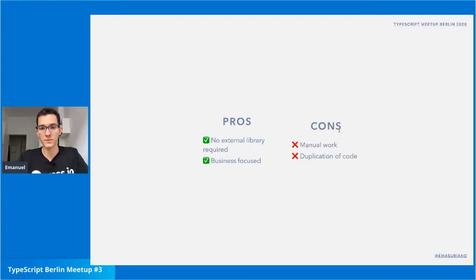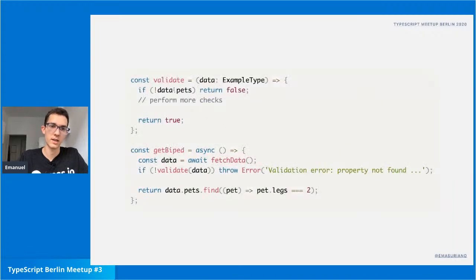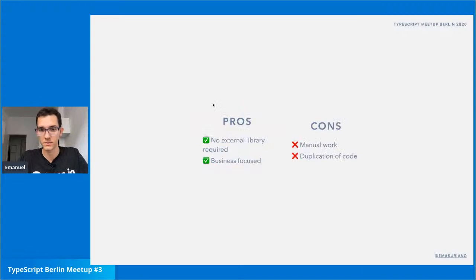But the cons is, first of all, it's manual work. Basically, they're handmade written functions, so you need to take care of that. And then the second one is that you're duplicating the code, because here you're saying that inside your example type, in your definition type, there is a pets array that is going to have name and legs. And here you're saying, okay, data has a pet. And actually here we are not even checking for name and legs in case we want to do it really strict. So I would say the more you validate your structure, the more you're going to repeat yourself. So as we know, that's pretty bad.